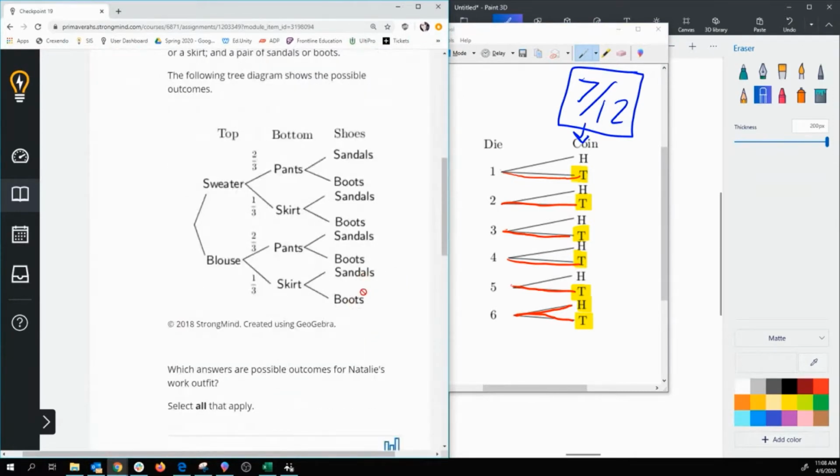So on this problem, look for the tree diagram that has the 2/3 and 1/3 on it. And then the question is, what answers are possible outcomes for Natalie's work outfit? I believe there's more than one question that has this tree diagram, so make sure you're paying attention to the question after it. So which answers are possible outcomes for Natalie's work outfit?